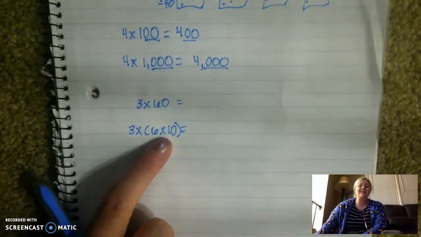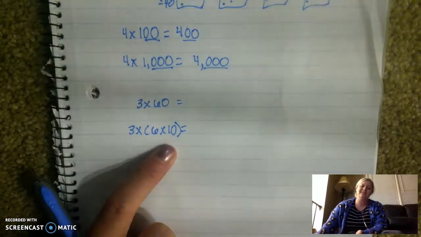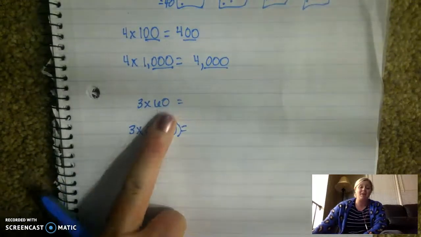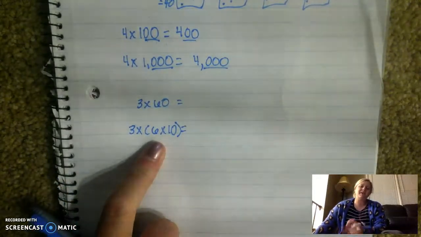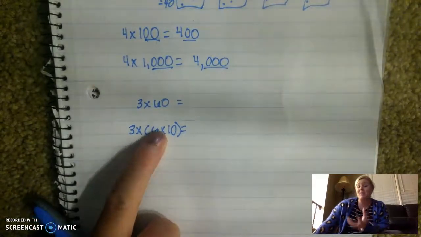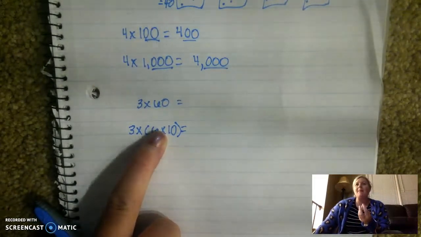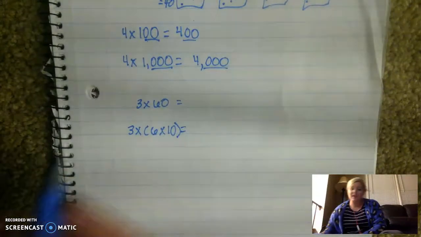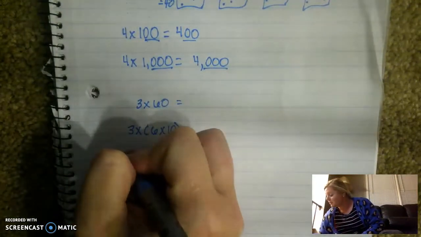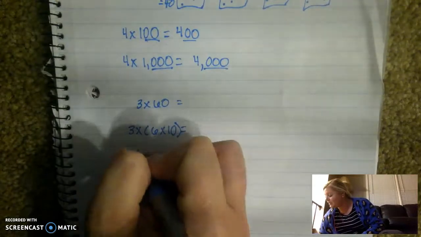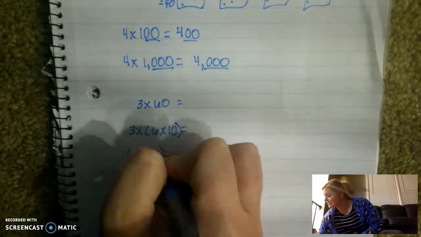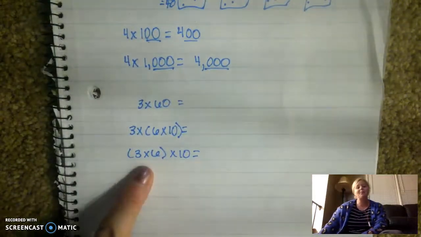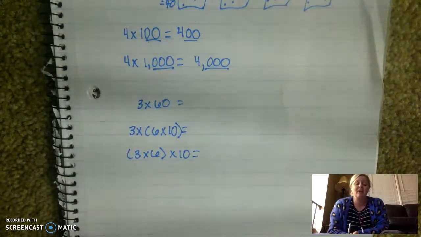Now 6 times 10, could I do 6 times 10? Yes, but that's the same number that I have up here. So what I want to do is make a multiplication problem that's going to give me a base problem, a multiplication problem that I'm more familiar with. So I'm going to take my 3 times 6 times 10, and I put my 3 times 6 together.